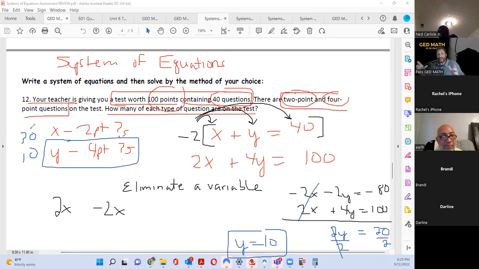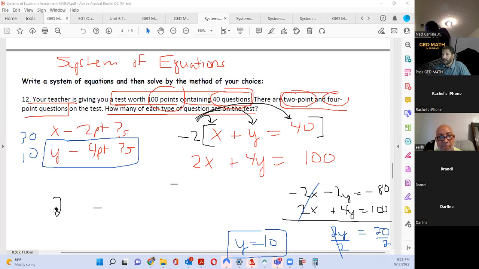Now, we can do that mentally, but let's check it to make sure. Here, we got y equal 10. So all we do is plug into one of these equations. I'm going to use the first one, that's the easiest one. x plus y. So instead of y, I'm going to put 10, because y is 10. So I'm substituting y as 10. x plus 10 equals 40.